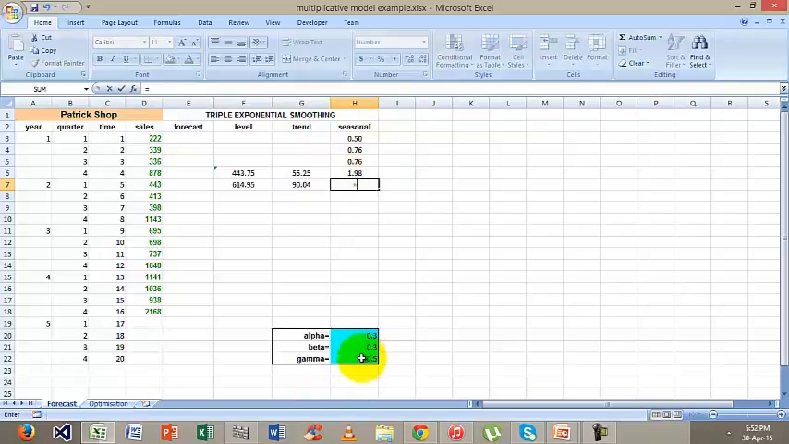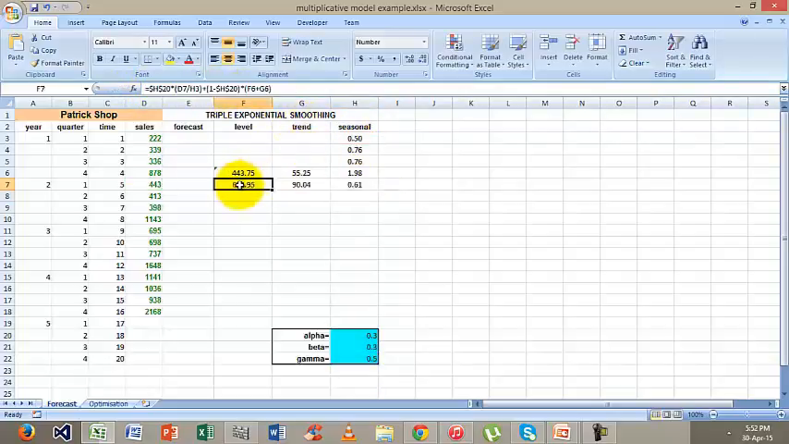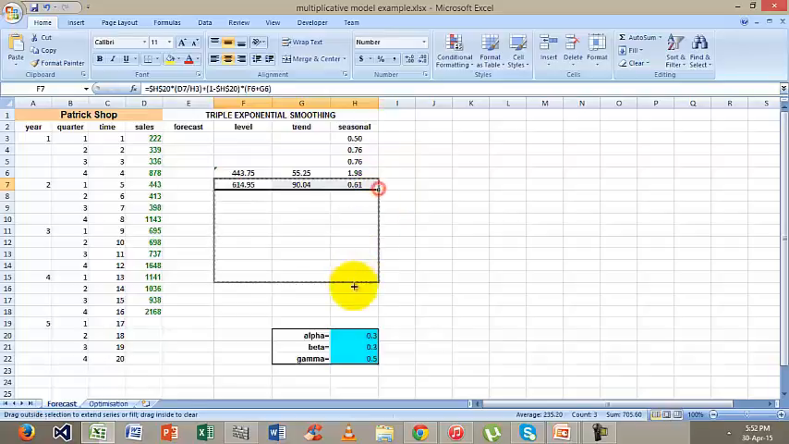Seasonal is going to be gamma multiplied by actual sales at time 5 divided by level at time 5, plus 1 minus gamma multiplied by the seasonal data at time 1. We take this and then we drag.